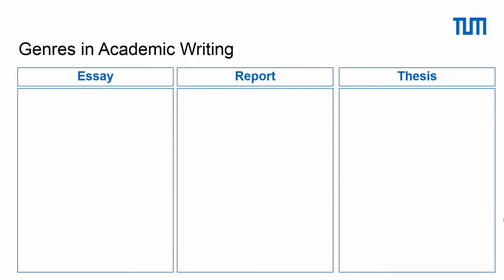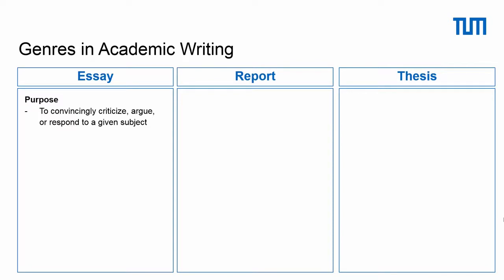So let's look specifically at three different genres. Essays, reports, and theses differ in four key ways. They have different purposes, different topics, different audiences, and different structures. So let's go through the purpose, topic, audience, and structure for each genre.